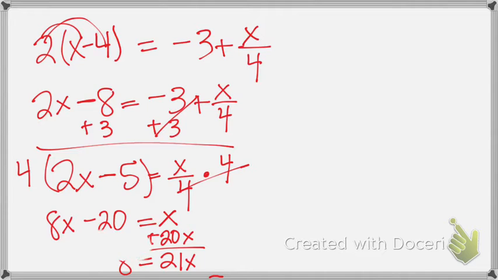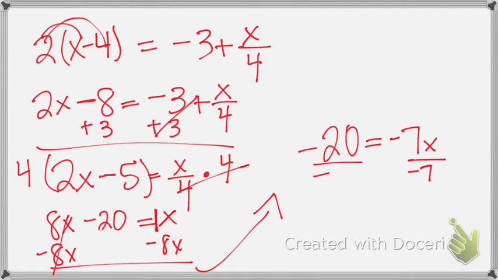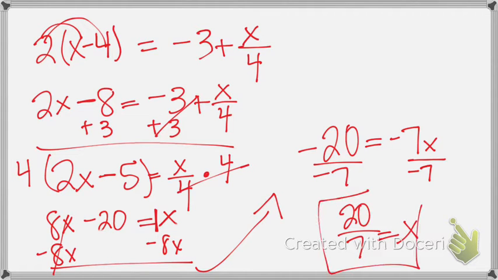I'm going to back up. I added the wrong thing. All right, so minus 8x. Left with negative 20 equals, there's a 1 right here. So 1 minus 8 is a negative 7x. Divide both sides by negative 7. We cannot simplify 20 over 7, but we know that 2 negatives make a positive, so that is my answer.